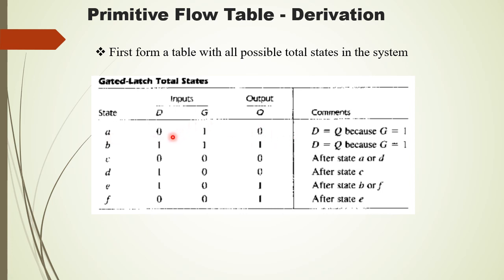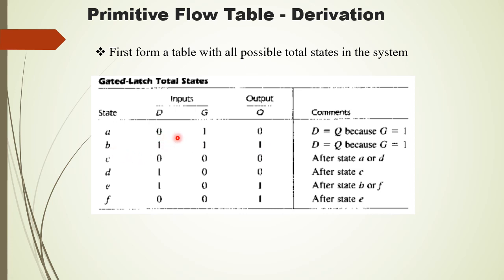So with G equal to 1, D equal to 0, we define that state as A, and our output Q equal to 0. After this state A, suppose we change the D input from 0 to 1, our output will also change to 1. So we define this state together, D and G, as 1 1 and output 1 as state B.